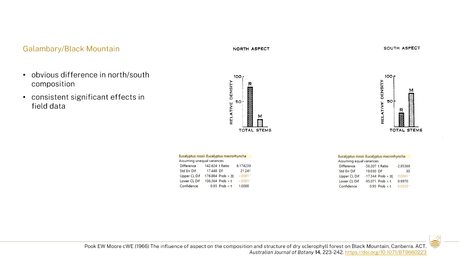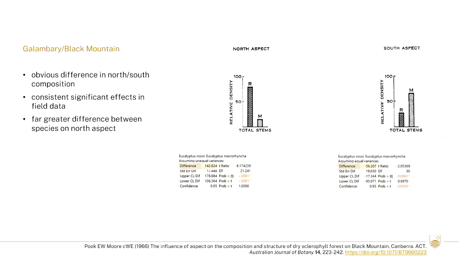This one turns out to be an equal variance-based test. And you can see that the T is negative here, indicating that, of course, macrorhyncha is greater than rossii in that calculation. And we have a one-tailed test down the bottom there, that less than test, indicating that rossii, the stocking, is less than Eucalyptus macrorhyncha. So our data are consistent with Pukenmore's interpretation and their hypothesis tests.